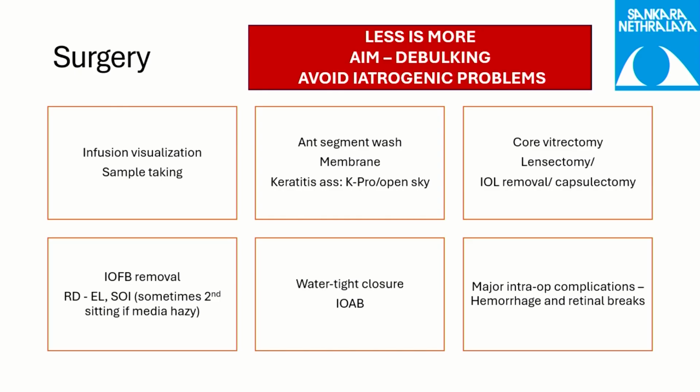And of course, watertight closure: all the previous wounds and sclerotomies, we prefer to suture, and intraocular antibiotic depending upon the scenario. Sometimes when we take the sample, the microbiologist calls within 15 or 20 minutes and tells us the likely organism, especially fungal. The major intraoperative complications we fear are hemorrhage and retinal breaks, especially hemorrhage from the iris. When we are trying to remove the membrane, it can sometimes be really problematic. So when removing the anterior segment membrane, it's better to be a little careful. Once the pupillary area is clear, probably we can stop there.